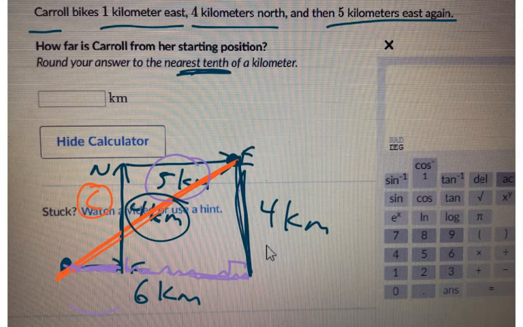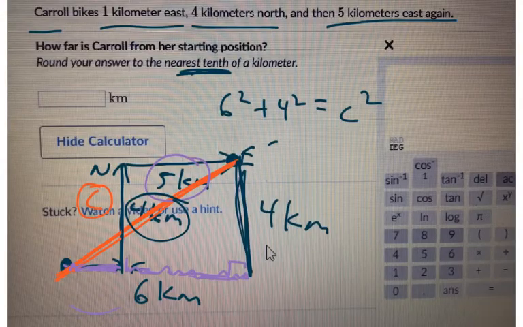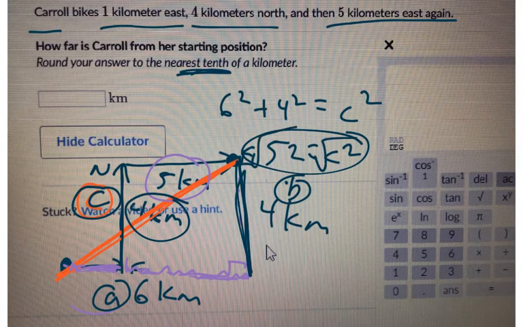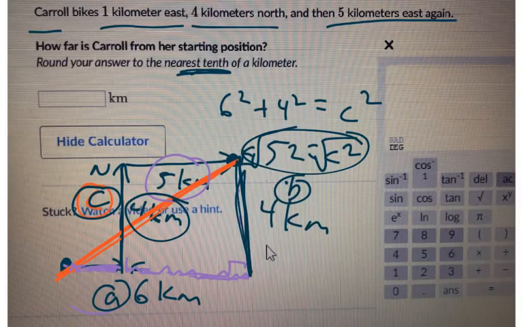So all we're going to do is go A squared plus B squared equals C squared. So 6 squared plus 4 squared equals 52. 52 equals C squared. Remember, the hypotenuse has to be the C. It doesn't matter which one I call A or B. You can switch those, but the C has got to be the hypotenuse. Now, to solve this, of course, we need to take the square root of both sides. The square root of 52, our answer, is 7.2. So we're going to type in right there 7.2 to get full credit.